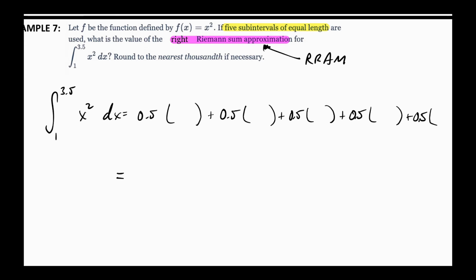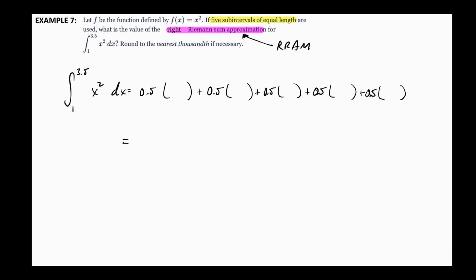There you go. The first rectangle starts at 1. It's 0.5 in width. And it's RAM, so the right side determines it, right? So we just got to figure out what's the y value for 1.5. Okay, so let's plug in 1.5.